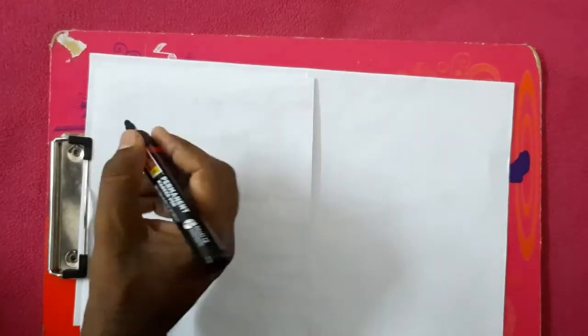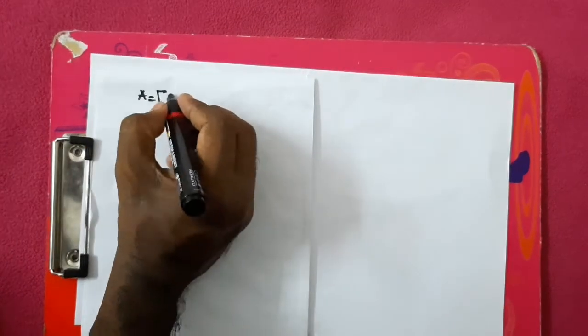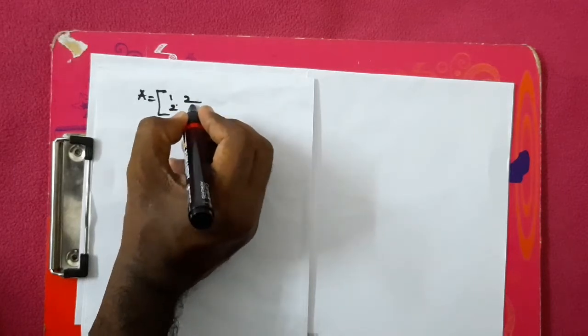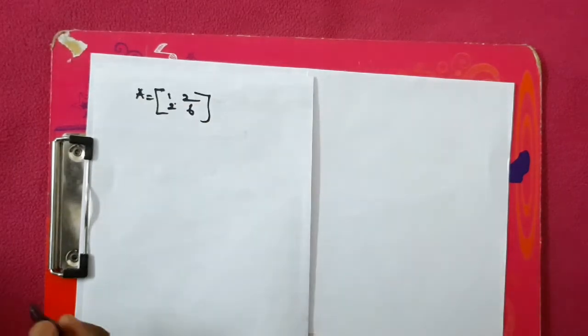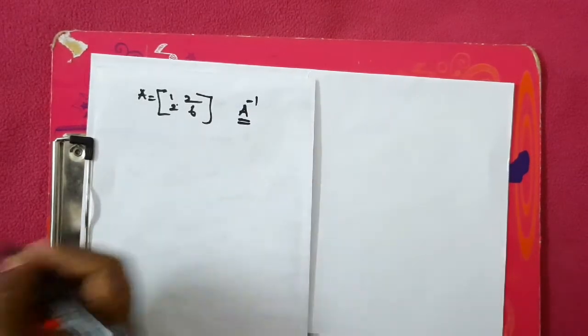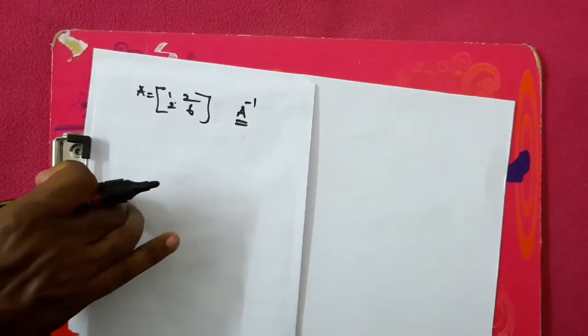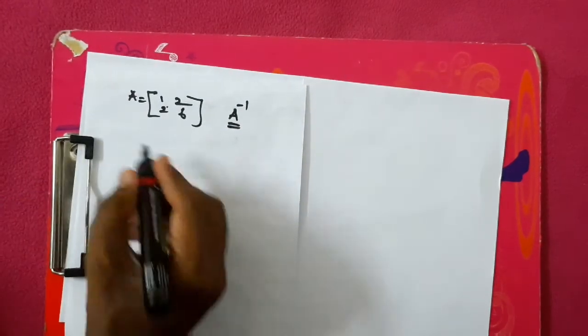Okay, now we are going to learn how to find the inverse. We are going to recall how to find the inverse of a matrix. I am giving A equal to the matrix 1, 2, 2, 6. So this is the matrix, and for this one, I want to find A inverse. What is the formula you know for A inverse? For A inverse, the formula is 1 by determinant of A.